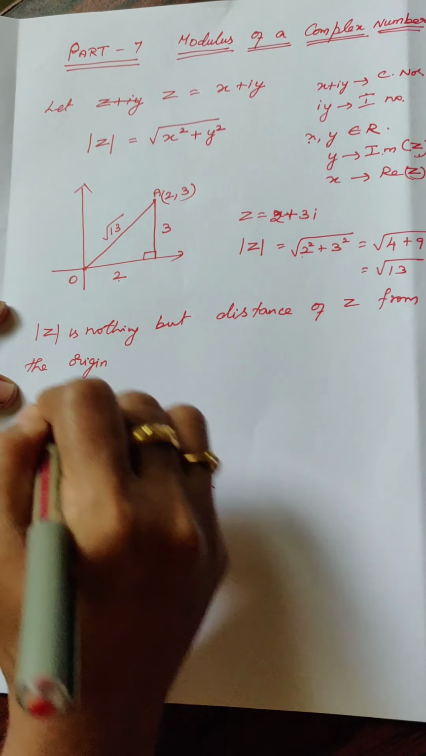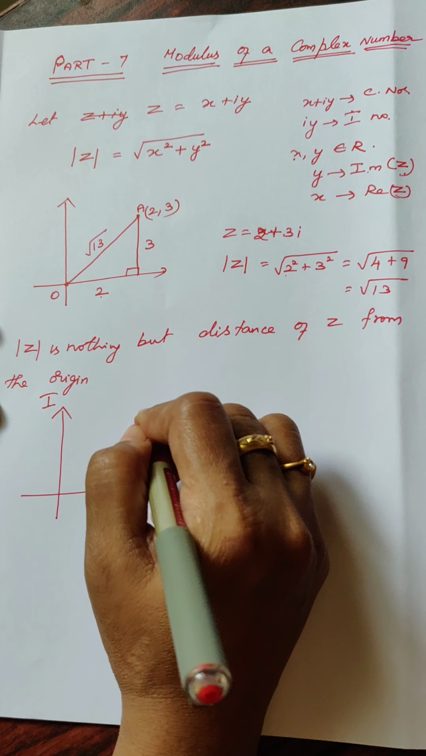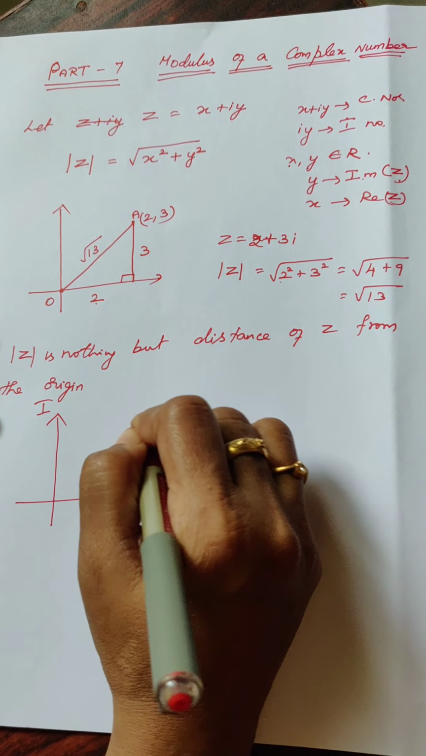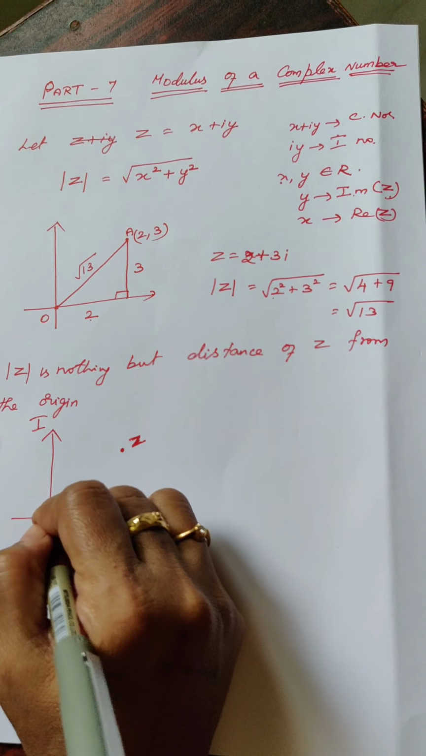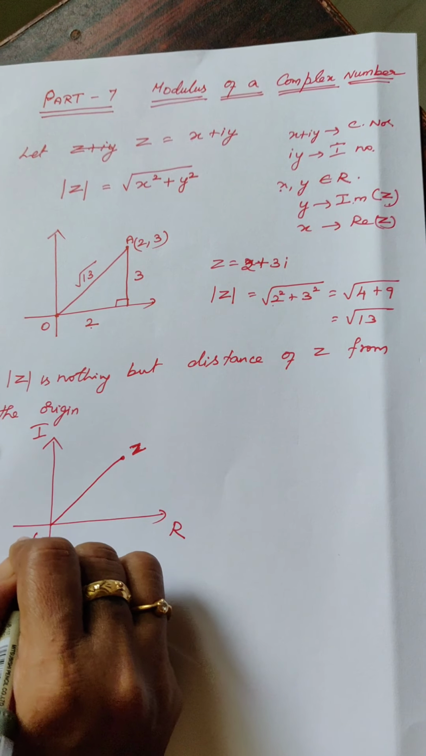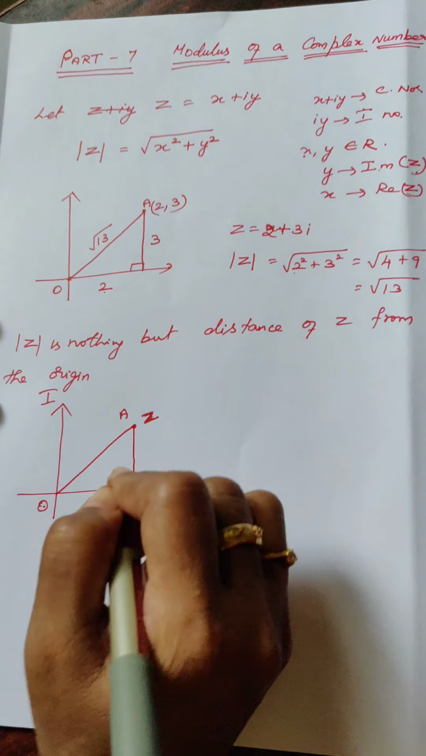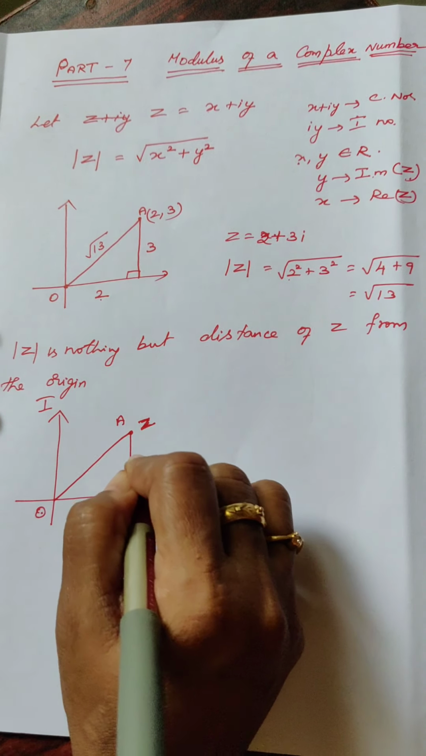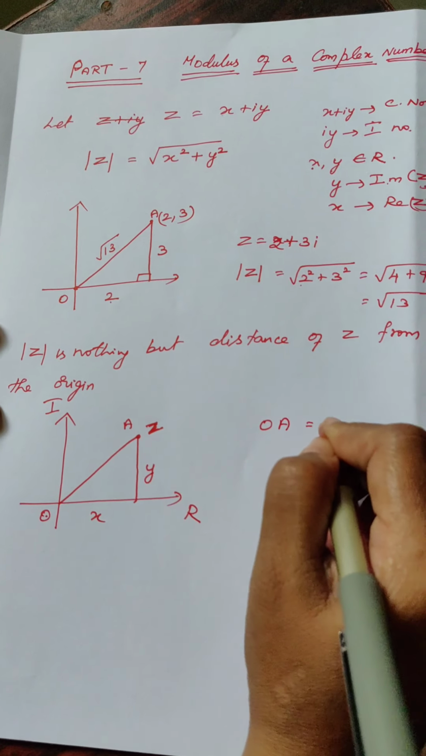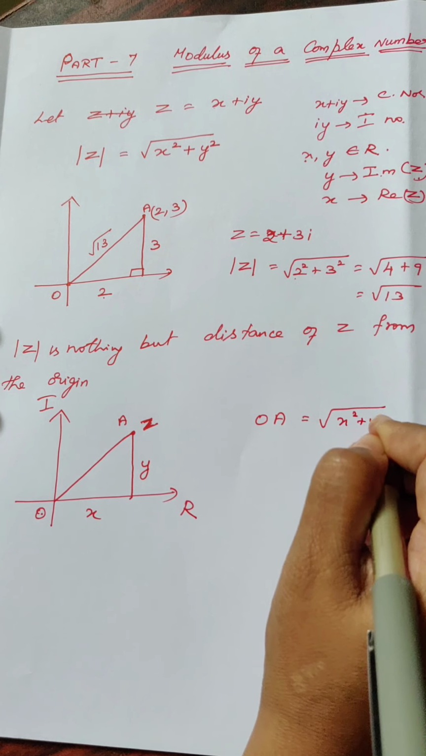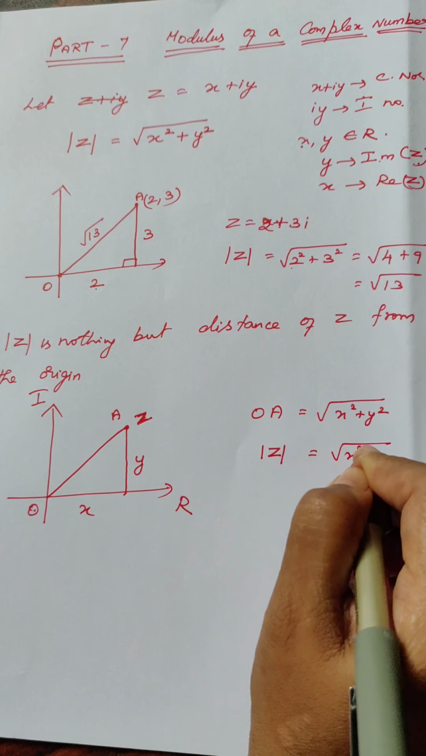Similarly, I am going to take a complex plane. In a complex plane, this is the real axis and this is the imaginary axis. Consider a point x plus iy, or z. So z is nothing but x plus iy. I want to find the distance of this point; let the point be A. This distance is x and this distance is y. What do you think about this distance OA? OA is equal to root of x square plus y square. This OA is nothing but our modulus of z, equal to root of x square plus y square.